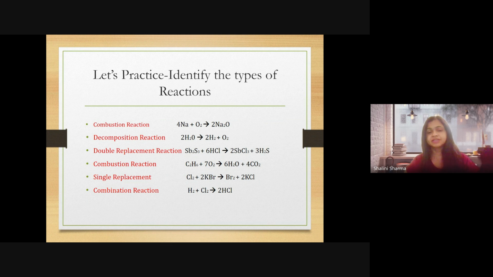Moving on to the next example. Now this one is an example of combination reaction. Here there are two elements, hydrogen and chlorine, combined together to form a compound, hydrochloric acid. So this is an example of combination reaction.